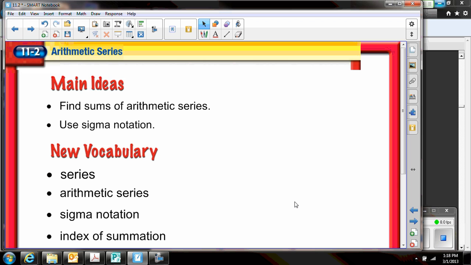This is Mr. Hopkins here again. This is Honors Algebra 2, and today we're going to take a look at 11-2 Arithmetic Series, not sequences, series. The main ideas here are we're going to try to find the sum of the arithmetic series, and we're going to use sigma notation. Yes, that's sigma as in the Greek letter sigma. Some new vocab we're going to look at: series, arithmetic series, sigma notation, and index of summation.